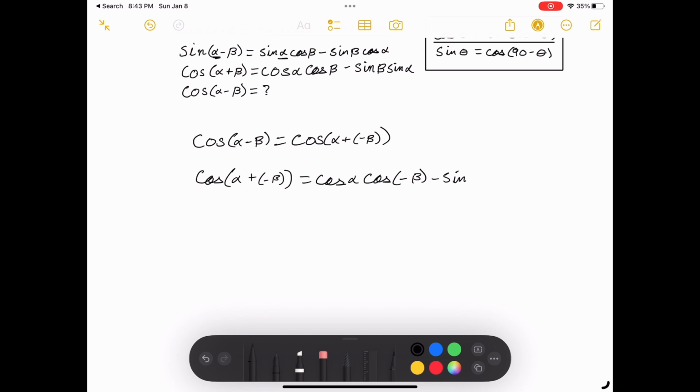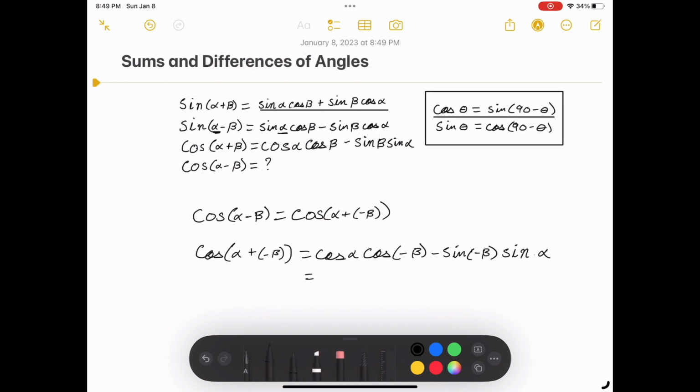Now, using basic trigonometric identities, we're going to convert the negative betas in the cosines and the sines into what their forms would be if we were using a positive beta. So cosine of negative beta is simply equal to cosine of beta. And now we move to the other side where we get minus sine of negative beta. Now, sine of negative beta is equal to negative sine of beta. So the negatives cancel out, make a positive, and we get plus sine of beta times sine of alpha. And that's the final thing.